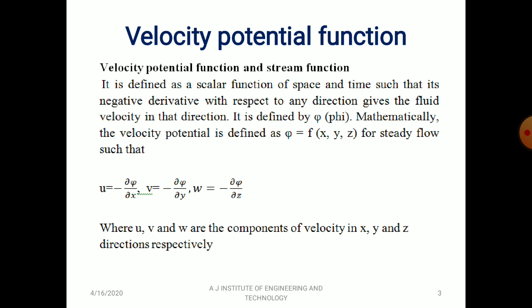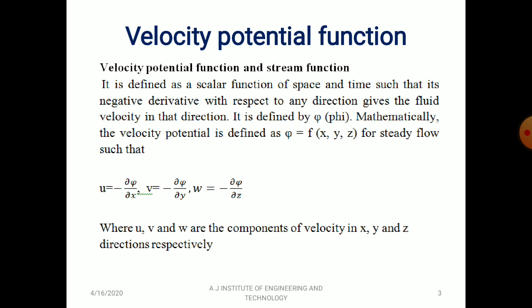The significance of this velocity potential function is that the negative derivative with respect to any direction gives the fluid velocity in that direction. We have the resultant velocity V, and the components of velocity are u, v, w. u is the velocity component in the x direction, v in the y direction, and w in the z direction. To get the velocity component u in the x direction, we take the negative derivative of phi with respect to x, that is u equal to minus dou phi by dou x.